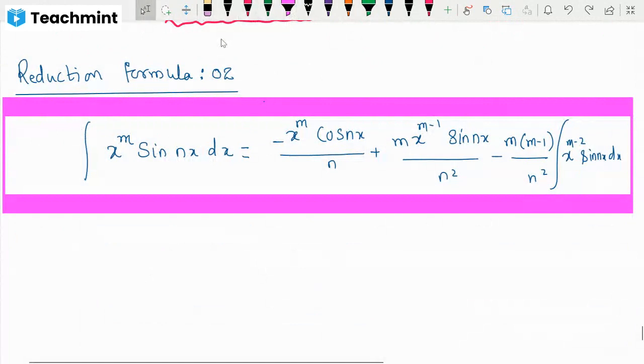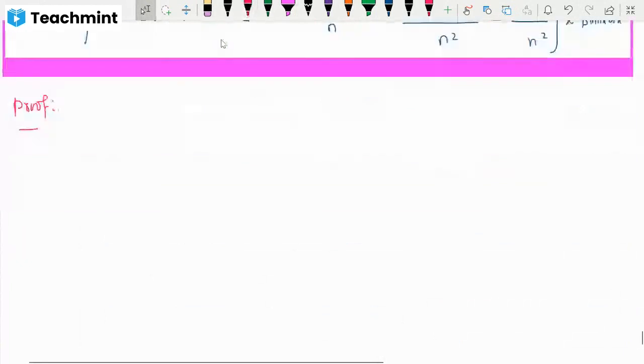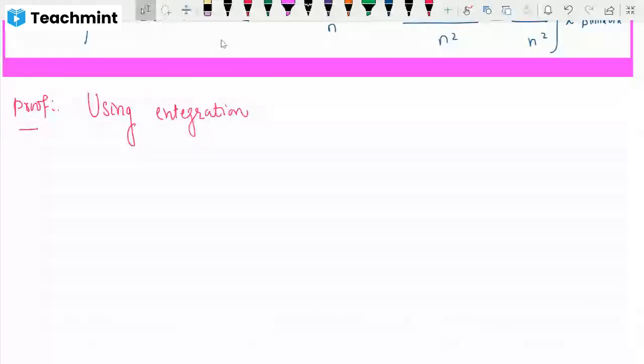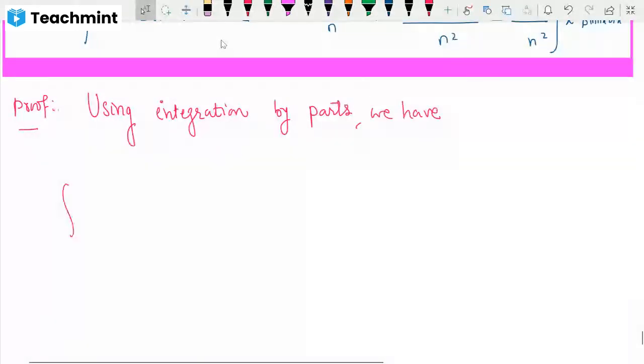So what is the derivation of this reduction formula? You can call it a proof. Using integration by parts, we can write the integration of x raised to m sin nx dx. You can call x raised to m the function u and sin nx the function v in integration by parts.